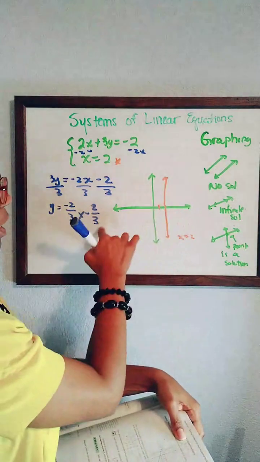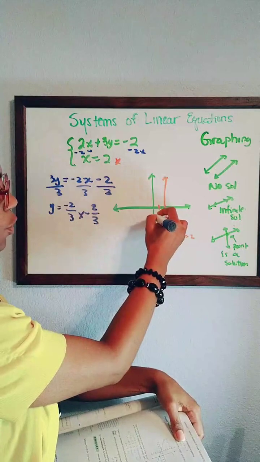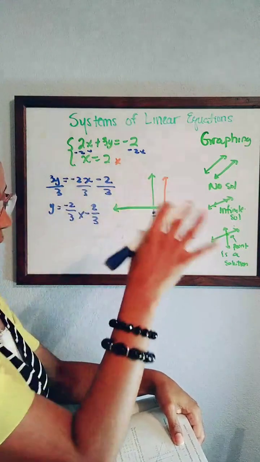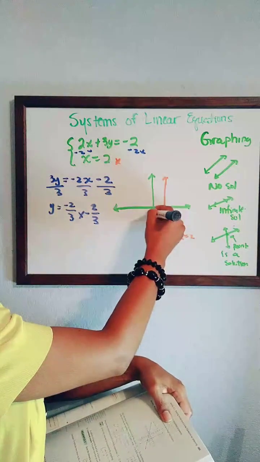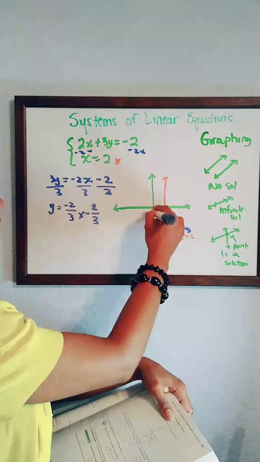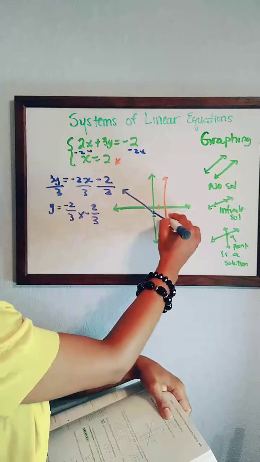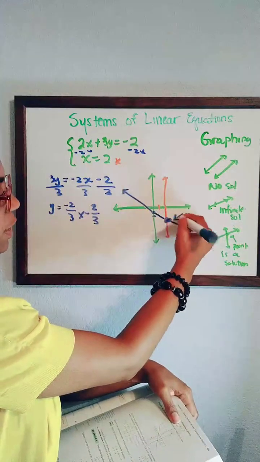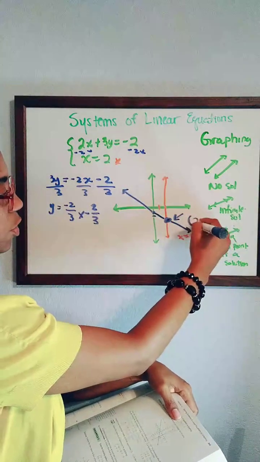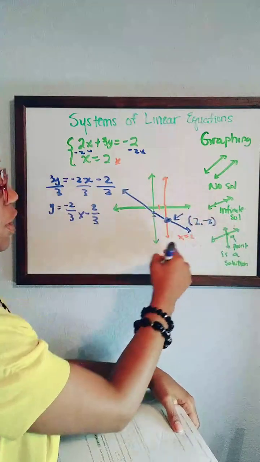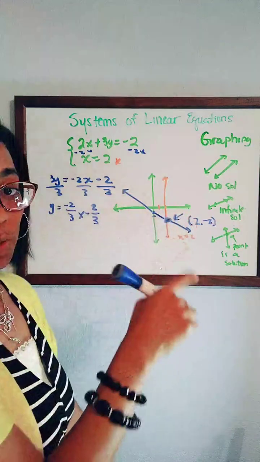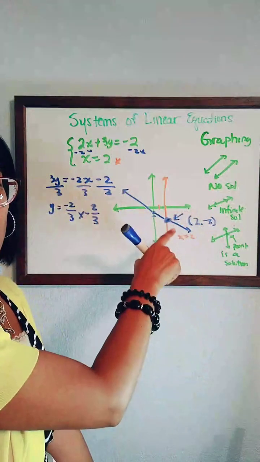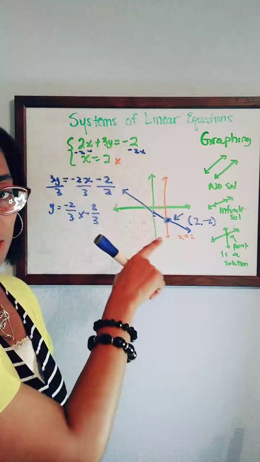So what this would be is at -2/3, which would almost be at number 1. So we're going to act like it's right there. Okay, that's going to be my y-intercept. And if I was to draw this line here, then my point of intersection would be this point, which is 2, -2. So this lets me know that the ordered pair 2, -2 is going to solve this system of equations.